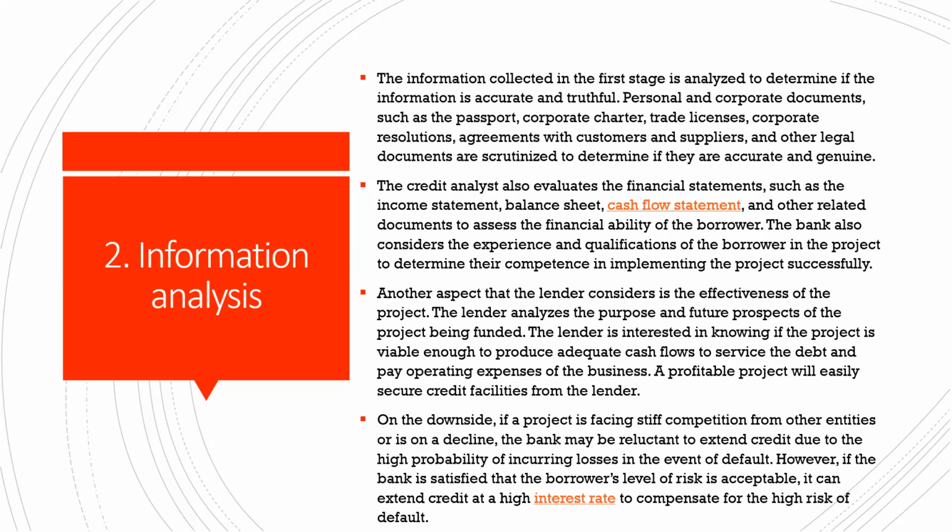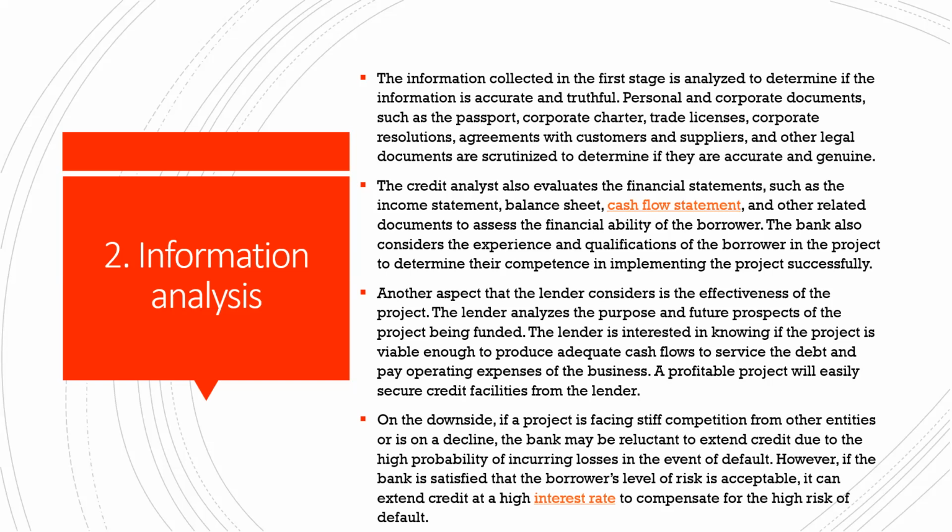So if the project is facing stiff competition from other entities or is on decline, the bank may be reluctant to extend the credit due to high probability of incurring costs. I already mentioned all these things. There is a high probability, so they check all these things. They look at the competition, the product which they will be offering to the public, whether it is necessary, whether it is useful for them or not, whether it is environment friendly or not. So all these things come under this information analysis.